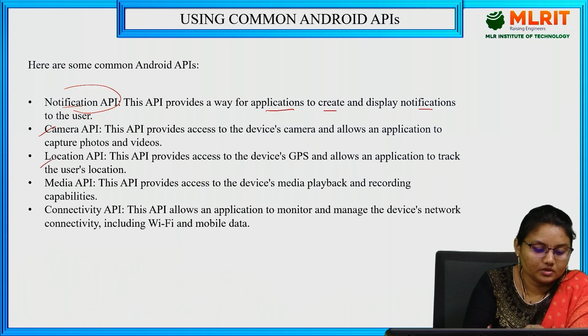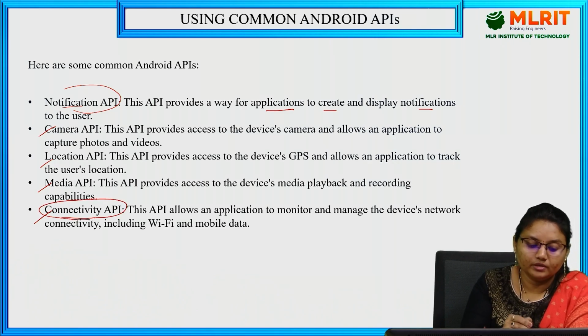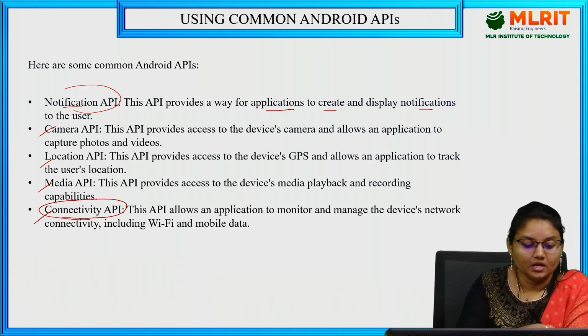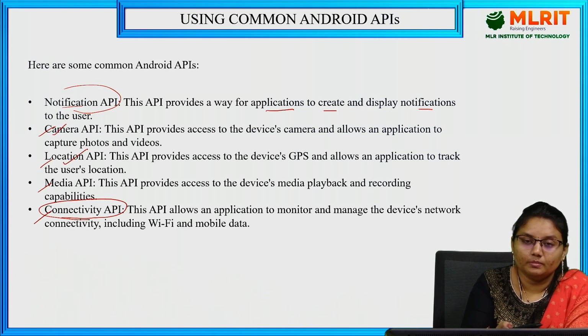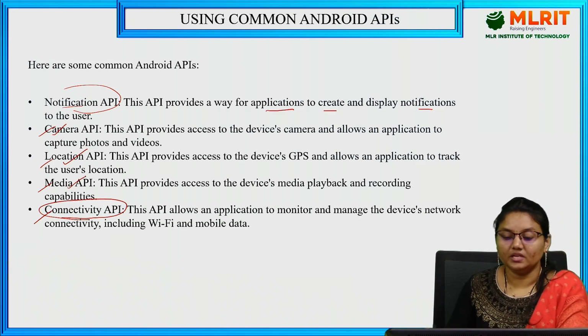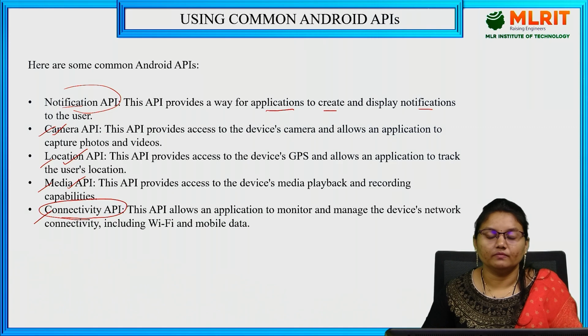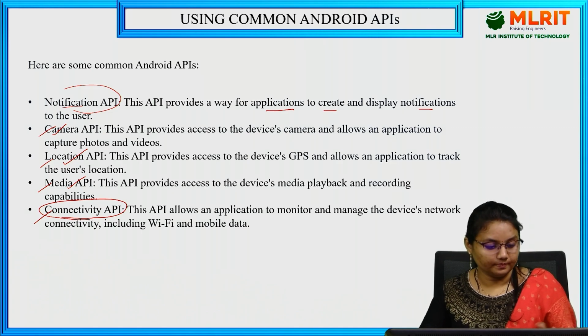Camera API, location, media, connectivity, all this we have seen. In the contacts, along with that broadcast, you also need to have this connectivity API. So camera for accessing your photos, your videos, your animations, your multimedia. Location API again to access your current location. Media for accessing all the media, audio recording, video recording, etc.